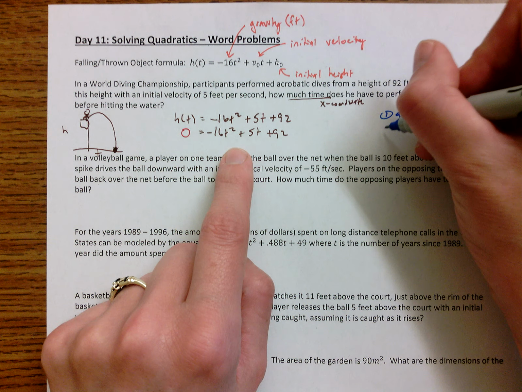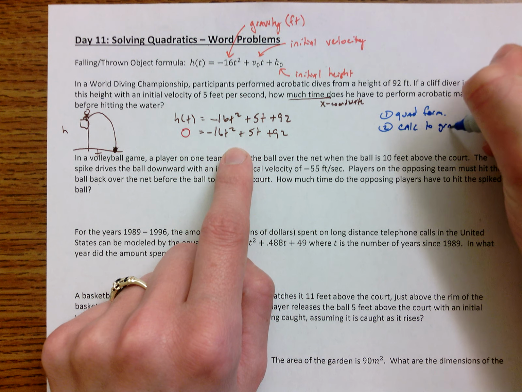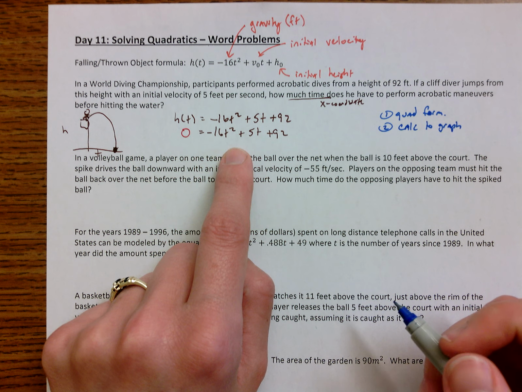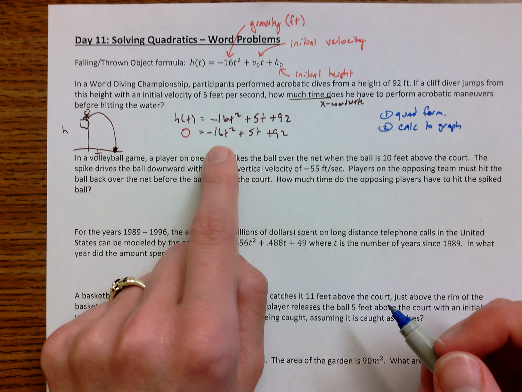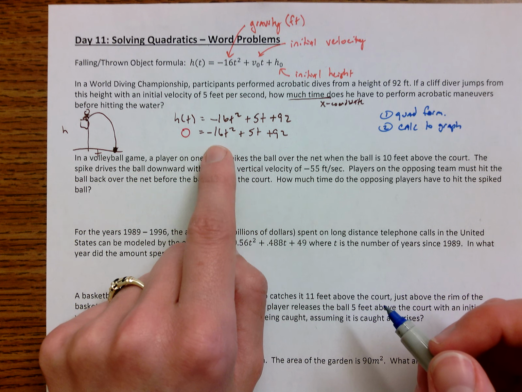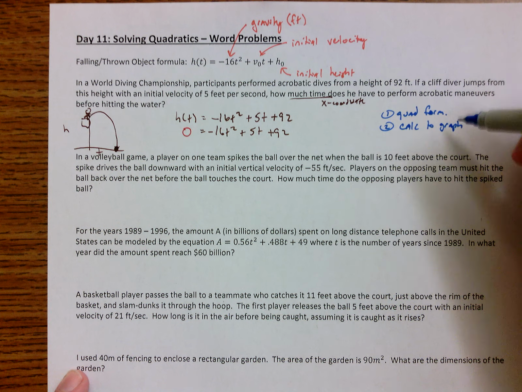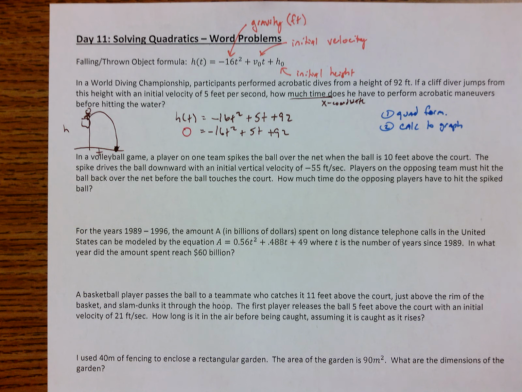We could solve it by graphing. So we could use our calculator to graph. So that's an option. Solving by completing the square, probably not going to work, right? I'm going to have to divide by negative 16 and then take it. That's going to be gross, right? And then solving by square rooting is only when you don't have that middle term. So of our 5 methods, these are the best 2 to use for this particular problem.